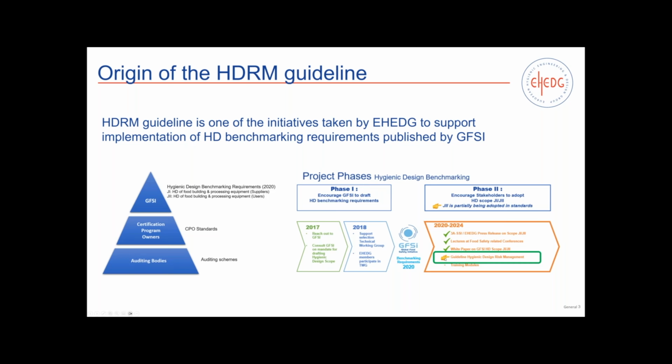You can see here on the right side the phases, the time slot, and all the initiatives started and running up. And on the left side, you have a little bit of what Rob had just introduced. GFSI came up in 2020 with the hygienic design benchmarking requirements, specifically the scopes J1 and J2 regarding food building and processing equipment suppliers and users.